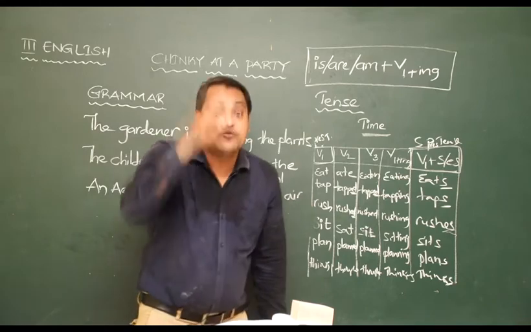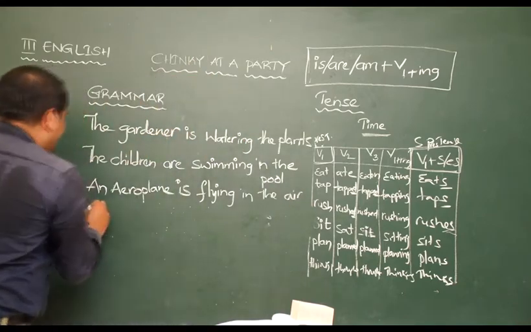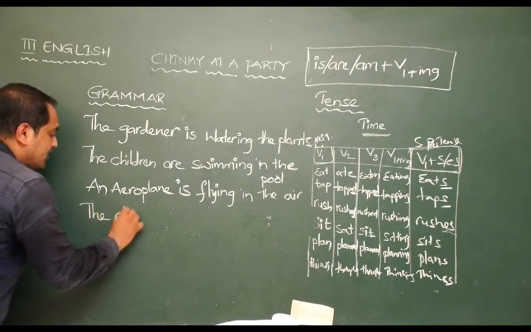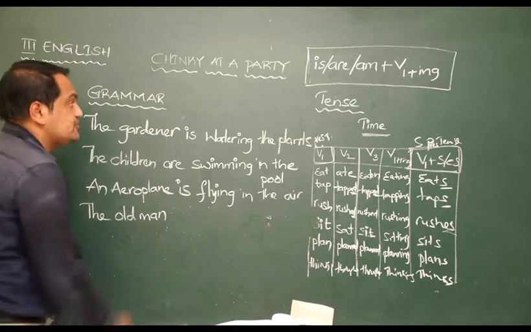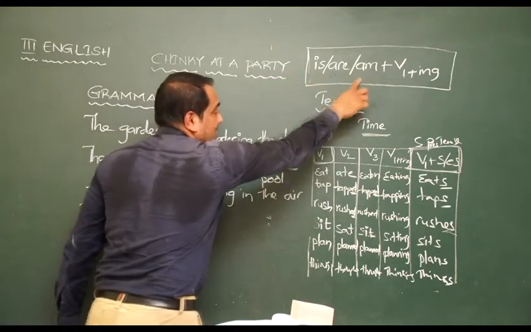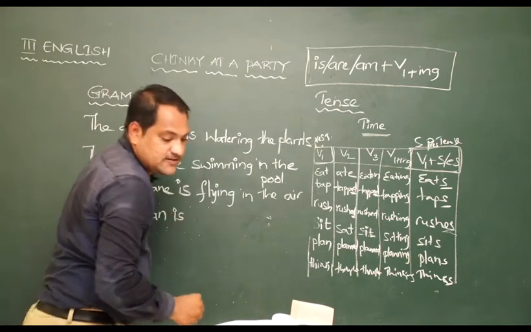Oh, aeroplane is flying in the air. Right. The old man. How many people are there? One. So when it is one, is or am. Who? Is. The old man is.